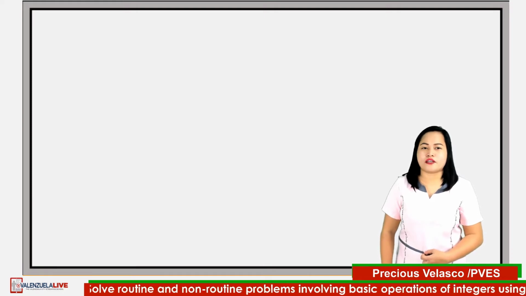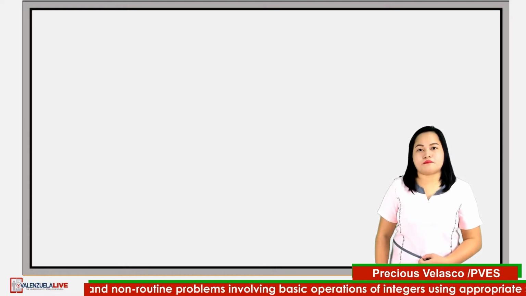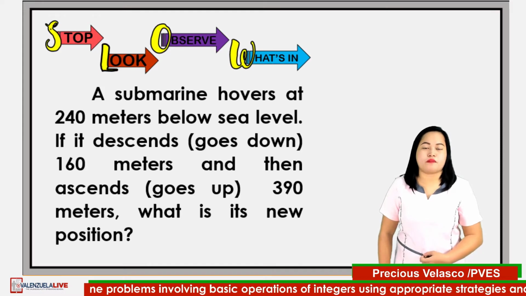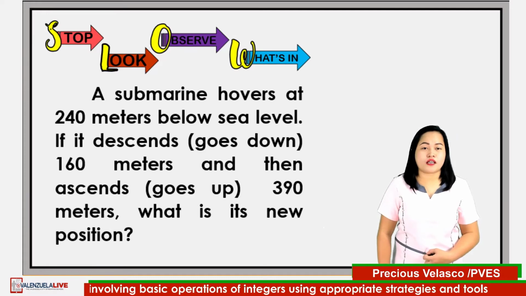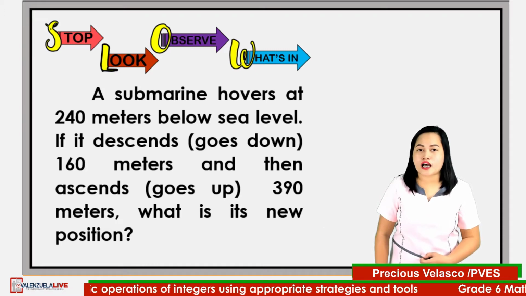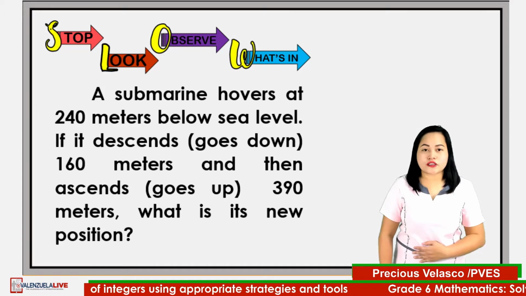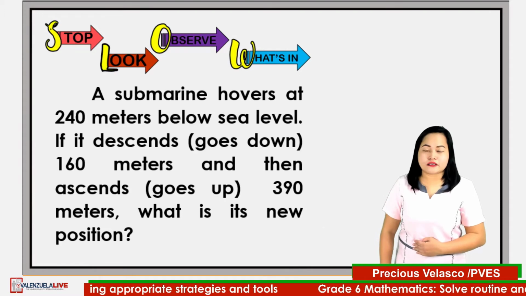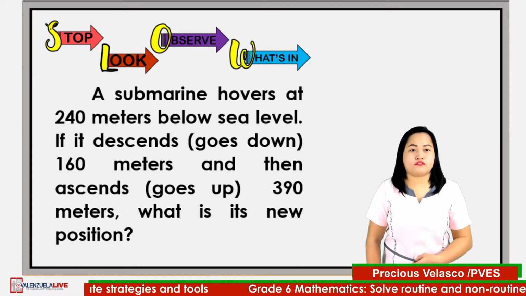Next, how about this one? Can you guess what type of problem, is this a routine or a non-routine problem? Let's look. Okay, so this is our problem. A submarine hovers at 240 meters below sea level. If it descends, when we say descends, it's the other term for goes down or going down. So it descends 160 meters, and then ascend means goes up or going up. It ascends 390 meters. So what is its new position?